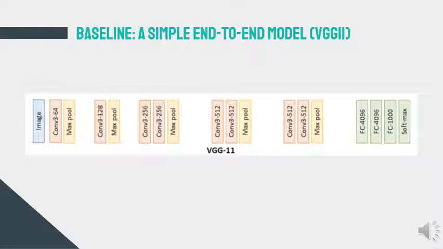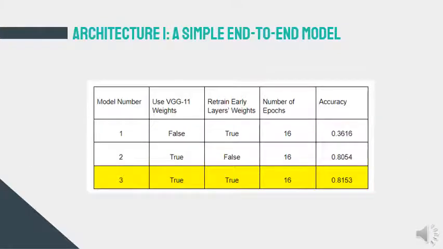In all our experiments, we replace the last fully connected layer by another one that has a number of nodes equal to the number of classes we have. We experimented with 3 different training configurations of this model, and these can be found in the slide. We realized from the first experiment that starting from randomly initialized weights is probably not the best approach, and instead we should use the pre-trained weights of VGG11 as a starting point.